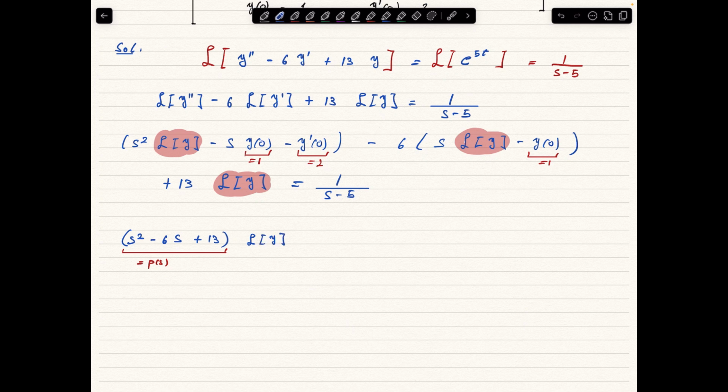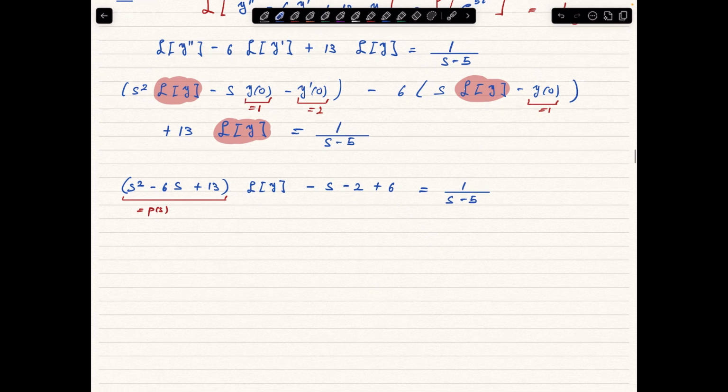And what do we have? From this term we have minus s. Then we have minus 2. And then here we have negative 6 multiplied by negative 1, so this is plus 6. And all that is now not equal to 0, it is equal to 1 over s minus 5. Recall that comes from the right hand side of the equation. So obviously this term here is going to be plus 4.